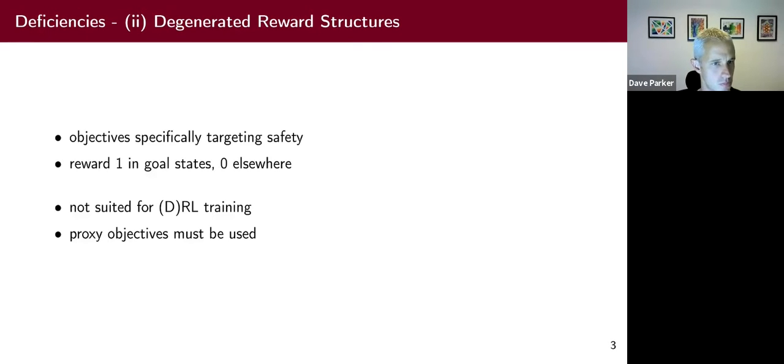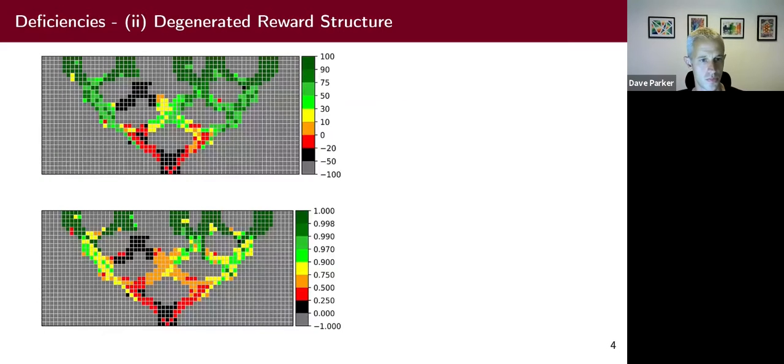Hence, to identify a useful policy, a proxy objective, such as discounted cumulative reward, giving positive feedback for goal states and highly negative feedback for unsafe states, must be used. The upper plot here is the one we have already seen, while the underlying one here depicts the goal-reaching probability from every position on the grid.